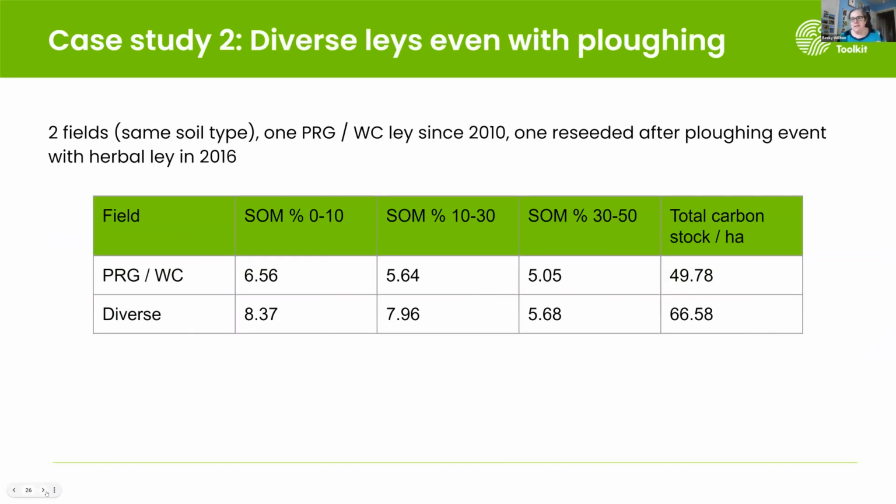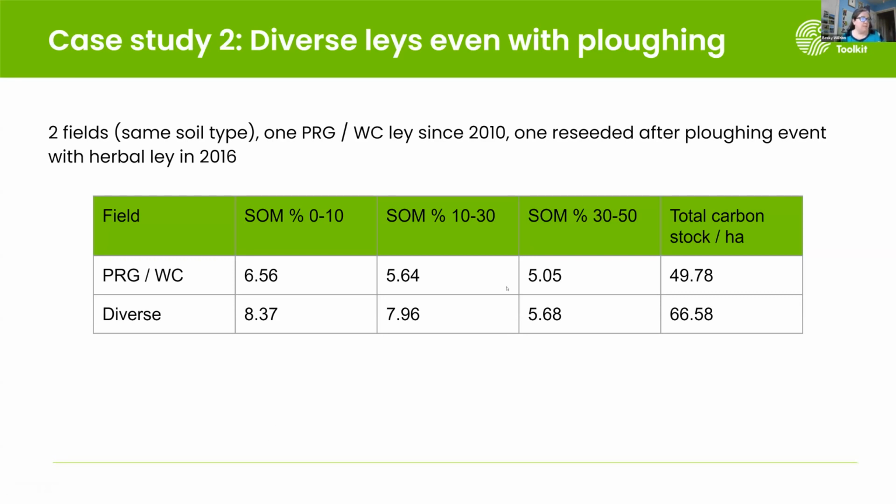So let's look at a different example. Within the Yeo Valley project, for example, it's an organic system. So in an organic system, there is potentially the chance where we might need to do some cultivation. So here again, we've got 2 fields which are exactly the same soil type. One which is perennial ryegrass white clover ley since 2010. One was reseeded after a ploughing event with a diverse mix in 2016. These were then tested and analysed in 2019.